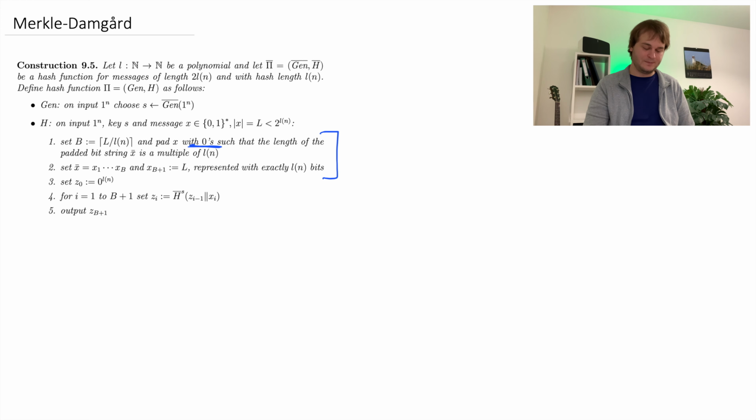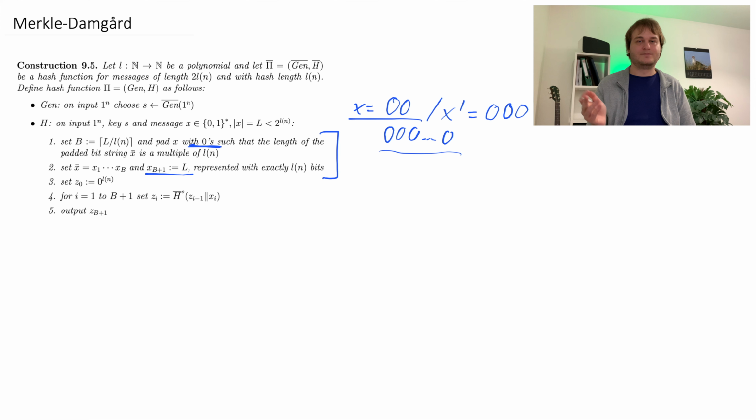so that its length becomes a multiple of L of n, and then we add one additional block that encodes the length of the original bit string. This is because if, for example, your string is 0, 0 that you want to hash, then the padded version of that would contain a bunch of other zeros appended to this. And if we didn't add the length to all of this, then we wouldn't be able to distinguish whether this padded string happened to be the result of padding x or happened to be the result of padding x prime that has like 3 zeros, for example. Okay, because they all will be padded to the same string here.